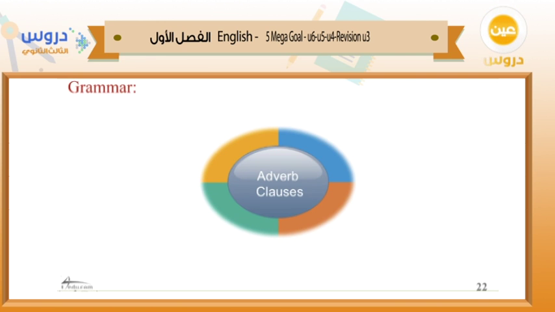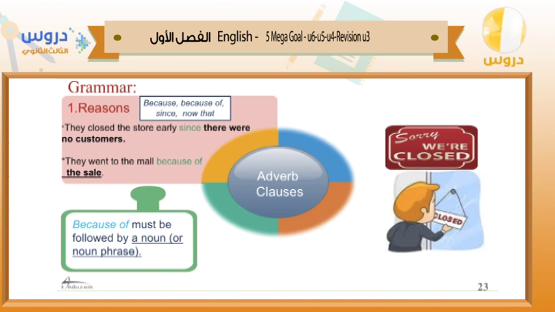Okay, let's move to the fourth grammatical structure today, adverb clauses. Adverb clauses deal with four categories. Number 1, reason. There are some words that we have to use in adverb clauses that indicate reason. So here we have because of, since, now that.